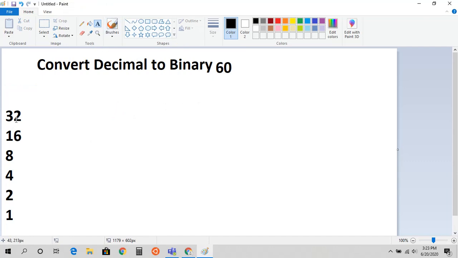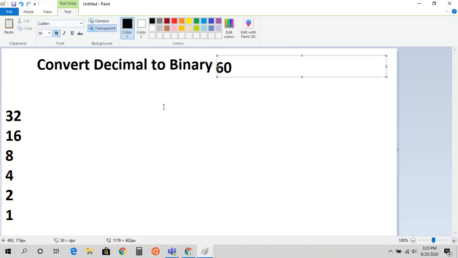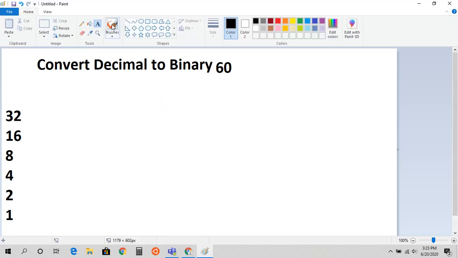And we're going to subtract 32 from 60. Anytime any decimal number is given to you and you want to convert it into binary, just keep doubling, like 1, 2, 4, until it reaches that decimal number. Okay, so that's what I did here.